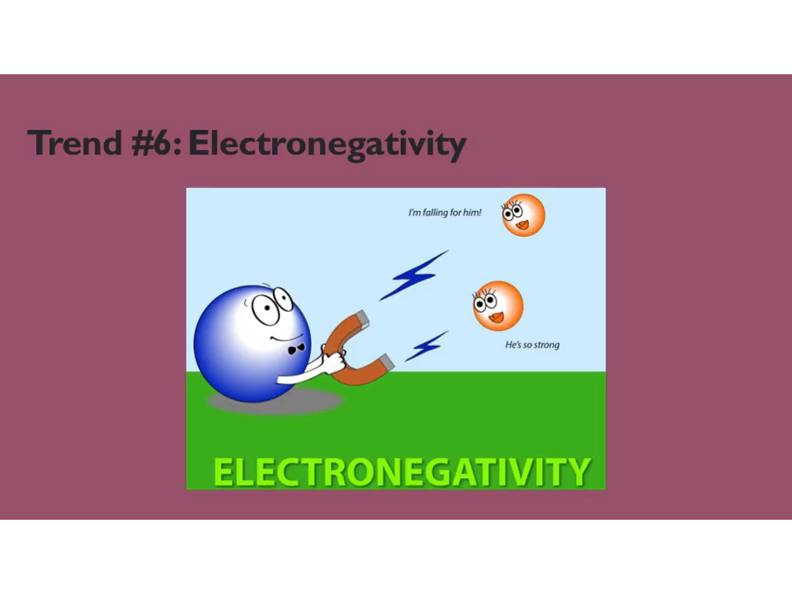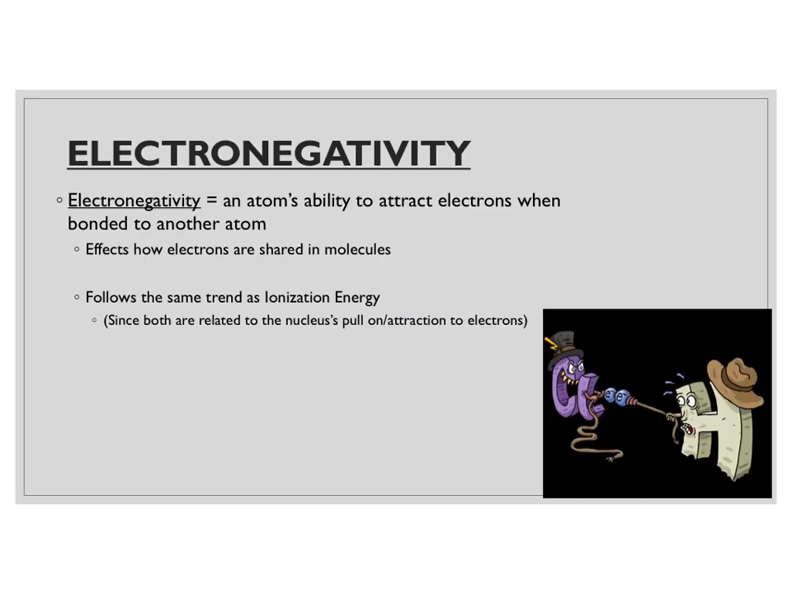On to our next periodic trend, electronegativity. This is somewhat related to ionization energy as it deals with the strength of the pull of those nuclei. Electronegativity is going to be an atom's ability to attract electrons when bonded to another atom. So this happens in compounds when there are bonds between atoms. This affects how electrons are shared within molecules.